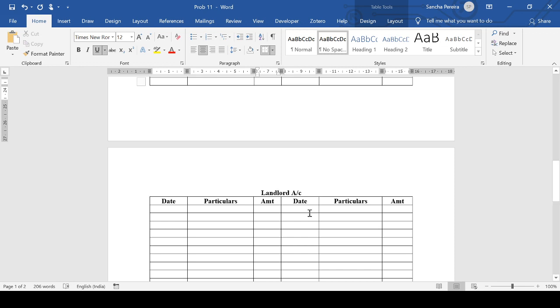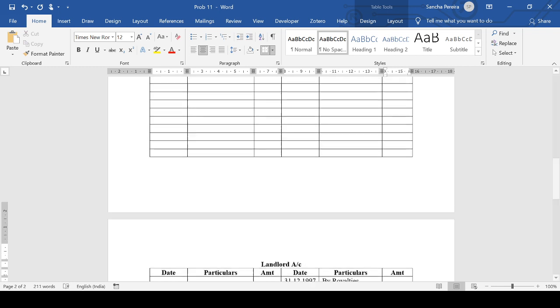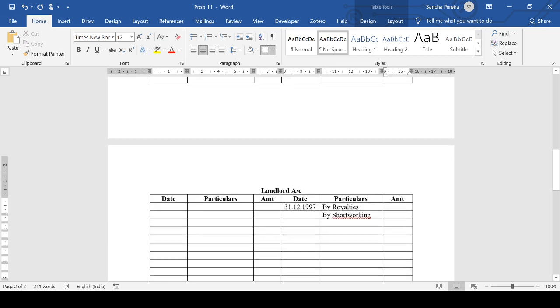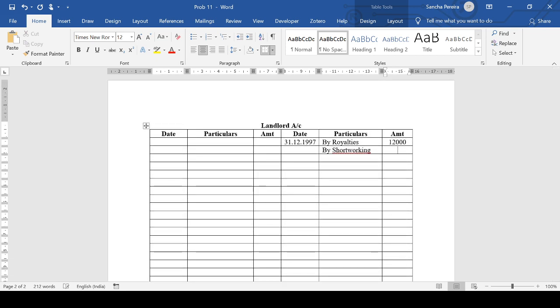So in the landlord account, you will have on 31st December 1997 by royalties 12,000 and by short working 36,000. Next is the payment: landlord account debit to bank, 48,000. That's the payment that is made to the landlord.